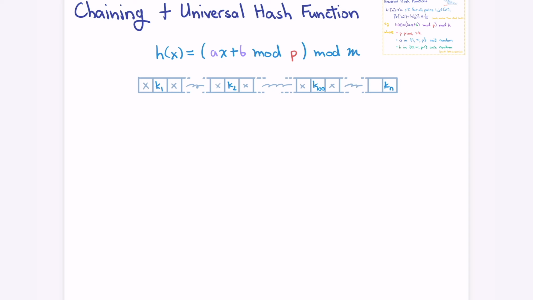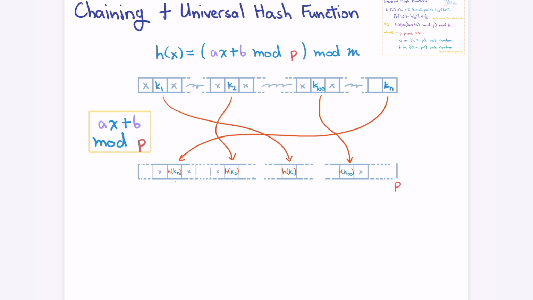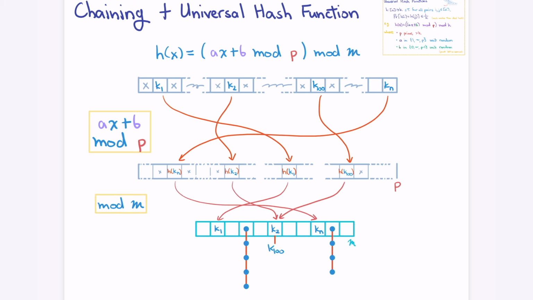So what's the idea? You have these n keys, and the first thing you're going to do is your ax plus b mod p. You can think of it as a secondary table, and then you're going to take that and do your mod m, and you're going to make a linked list whenever there's conflicts. That's me trying to draw a picture for an equation.